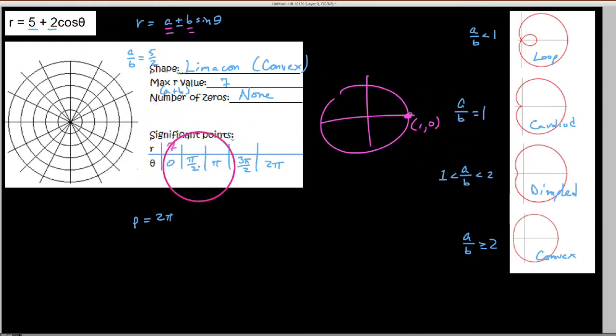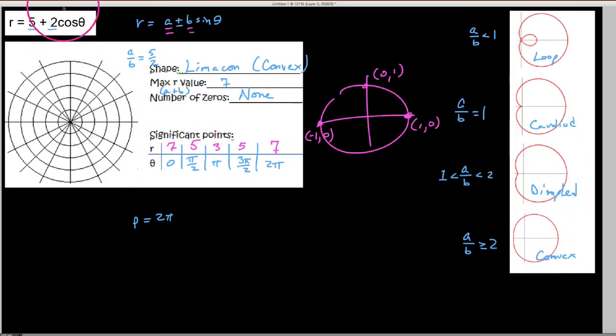At pi halves, our cosine value, of course, is 0. So we would get 5 plus 0, which is 5. When we say pi, we're going to have a cosine value of negative 1. What this does is give us 5 minus 2, which is 3. And then this is going to creep back around because of symmetry. So what we're basically going to do is throw these points up on our polar coordinate axes, a grid, and then draw in the basic shape of this.